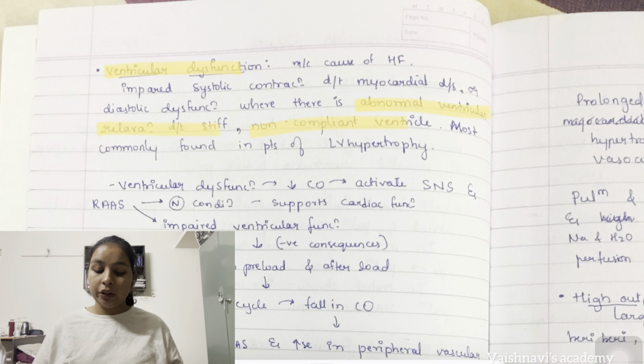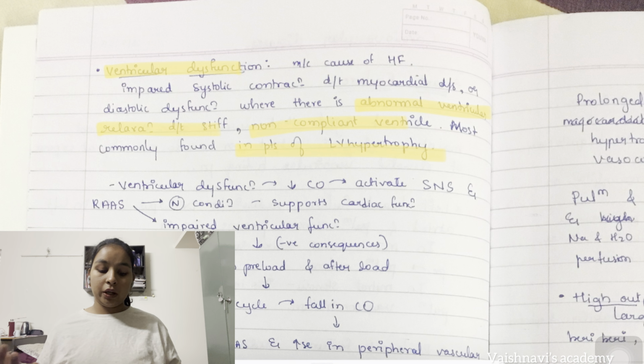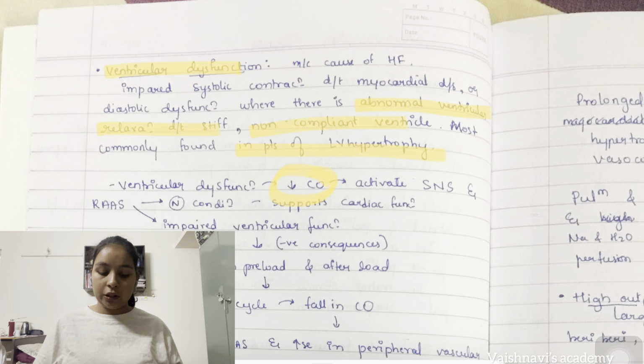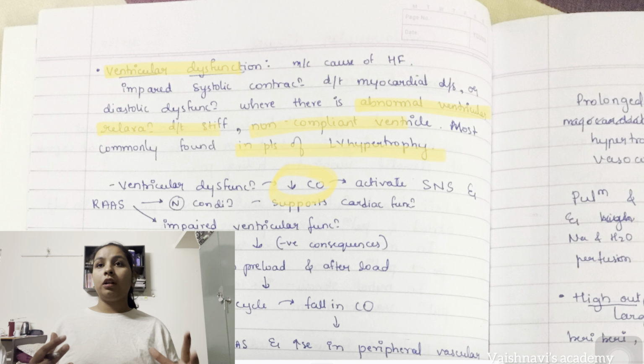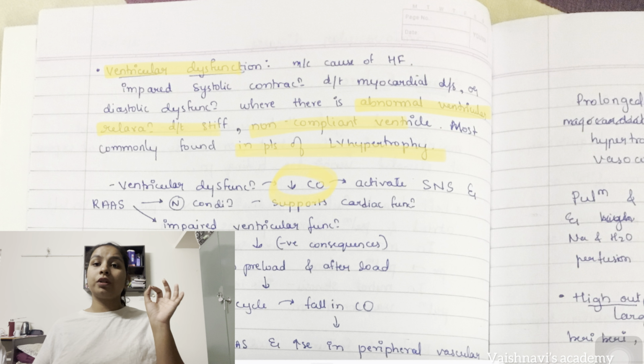Most commonly found in patients with left ventricular hypertrophy. Cool. Now, what does ventricular dysfunction lead to? Ventricular dysfunction leads to a decrease in cardiac output. If cardiac output is decreased, two systems are activated: the nervous system and the hormonal system. In the nervous system we have the SNS, the sympathetic nervous system, and in the hormonal system we have the RAS, the renin-angiotensin-aldosterone system.